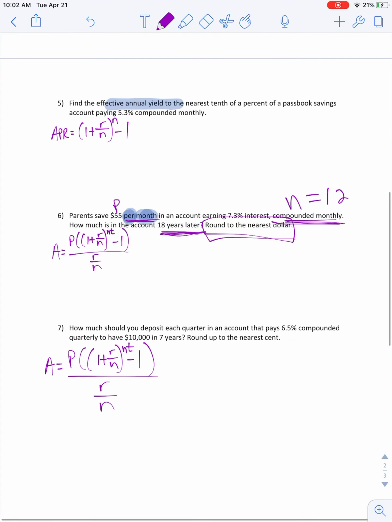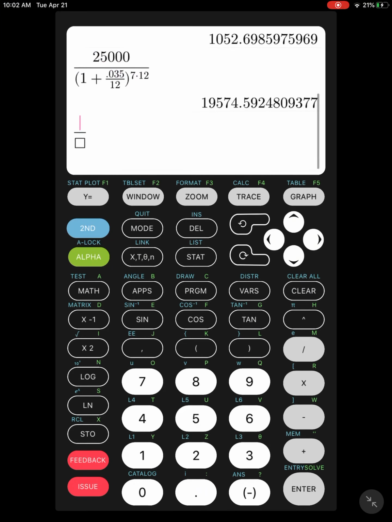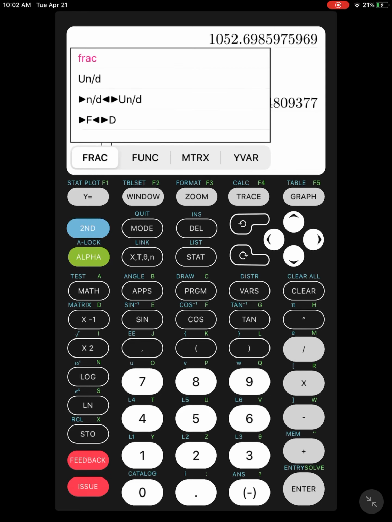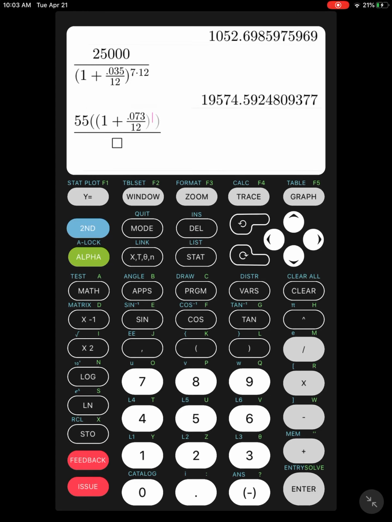I'm just going to go to the calculator again and show you how to do this. Refer to your answer key, but I'm going to do my fraction. In the top, I have my 55 times, left parenthesis, you write it in exactly the way you see it, another fraction, 0.073, and I got my 12 in the bottom. Raised to the power of 12 times 18. Arrow out of that, and then put minus 1, and then you've got the closure.